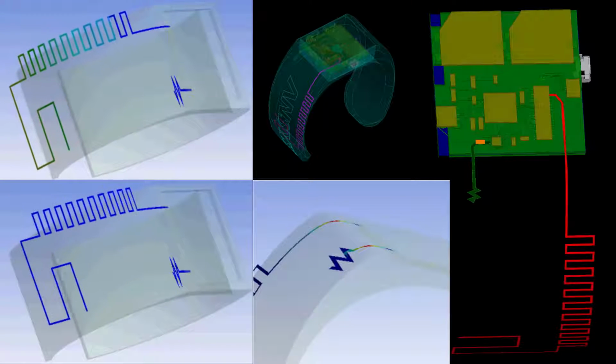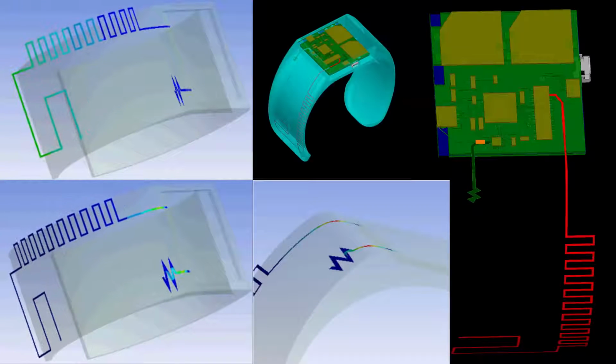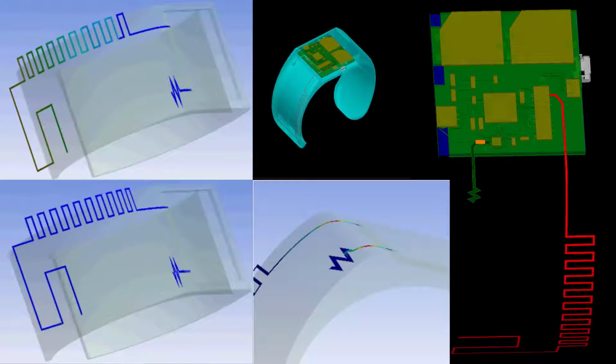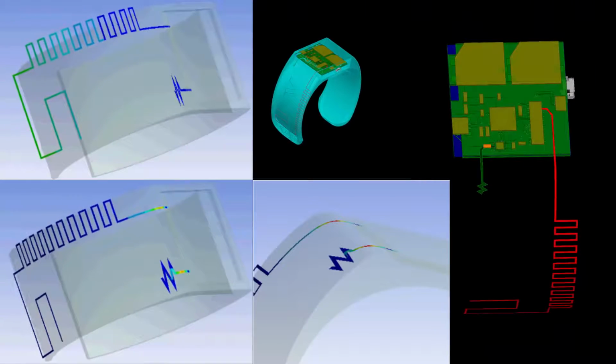The antenna is fabricated using a flex circuit and needs to be wrapped around the curved wristband. This introduces stress, causing potential design failure. With ANSYS Mechanical, you can simulate the stress and adjust it to avoid failures.